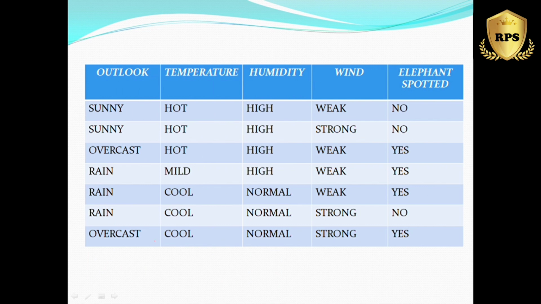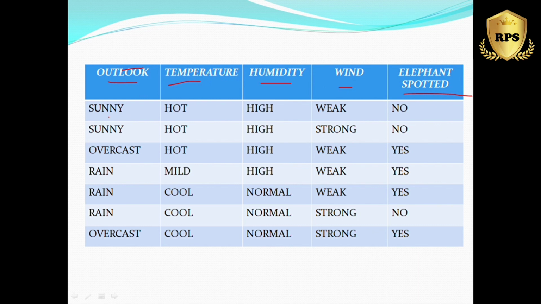Now here you can see an example. Here is outlook, then temperature, then humidity, wind, elephant spotted. What we are trying to do is we have four main factors: outlook, temperature, humidity and wind. We denote these factors as data features, if you remember my last video. So these are data features, and from these four we are trying to get the knowledge whether an elephant will be spotted or not. Let us see.